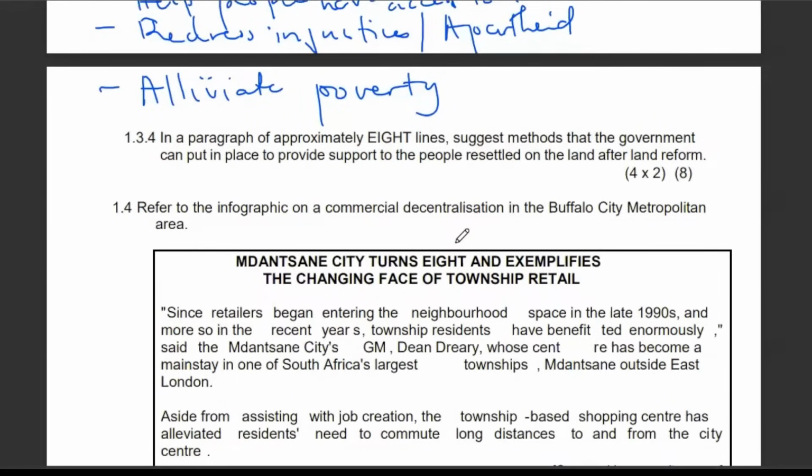Because the basic idea is we want to see people prospering in life. We want to see the levels of poverty getting lower. We want to see people having access to land and utilizing the land productively. But if there's no post land reform support, then the whole process might fail and might fail to prove a point. So what must be done to try and provide support? Right.